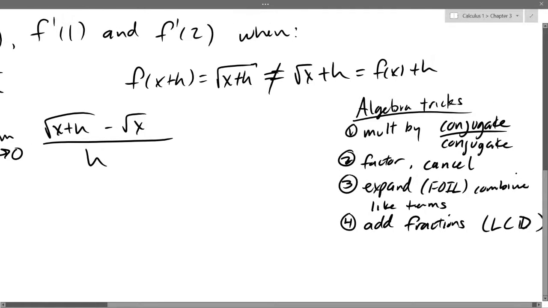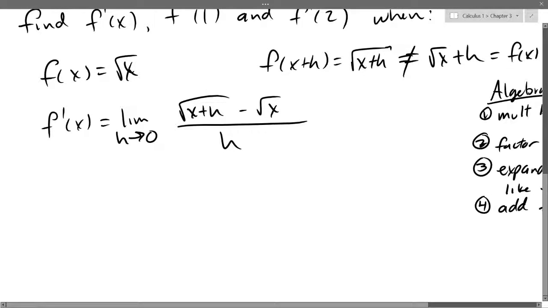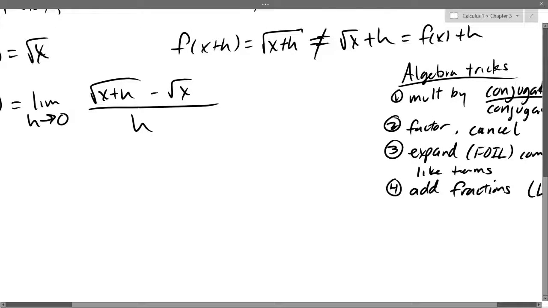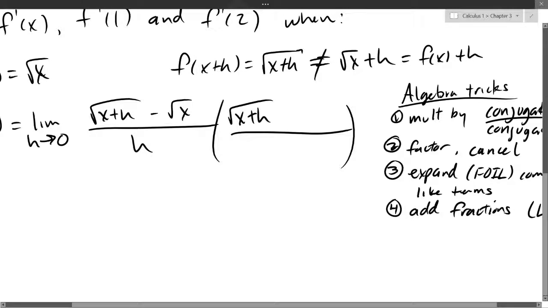Obviously, this one, there's no factoring, canceling. There's no expanding. And there's no fractions. So we're going to multiply by conjugate over conjugate. You don't need to multiply the part that is not conjugate, which is the denominator; it does not need to be expanded or distributed across. The numerator needs to be, because that's the whole reason we're doing this. And we have conjugates multiplying very easily.